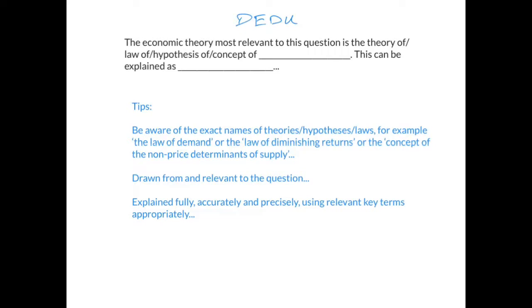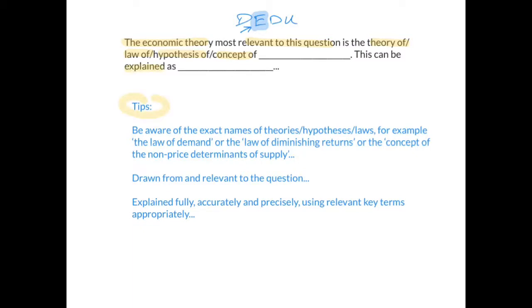Now, after you define relevant key terms, you have to explain the second letter, which is the E: explain relevant economic theory. Write something like, "The economic theory most relevant to this question is the theory of, or law of, or hypothesis of, or concept of," depending on the name. "This can be explained as so and so."